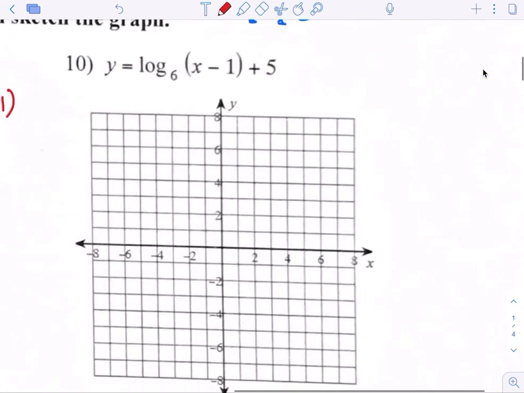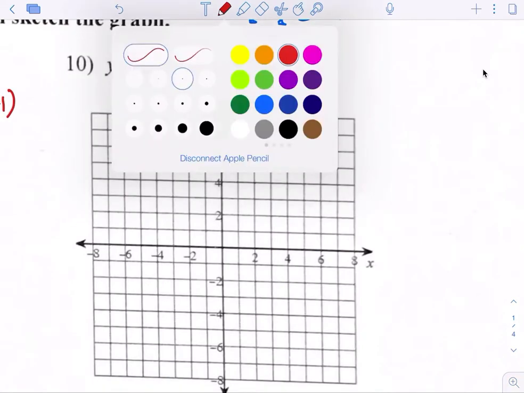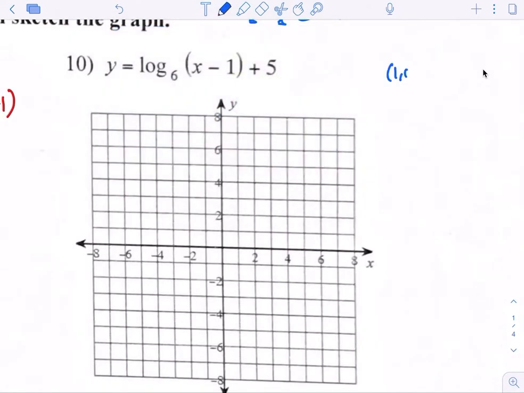All right, number 10. So we got (1, 0). Your b value's right there. (6, 1). You always do (1, 0) and (b, 1), you guys, okay? All right, transformation time. Right 1 and up 5. So how does that affect the coordinates? Well, if it's right 1, you add 1 to the x. If it's up 5, you add 5 to the y coordinates. So we're going to get (2, 5) and (7, 6).